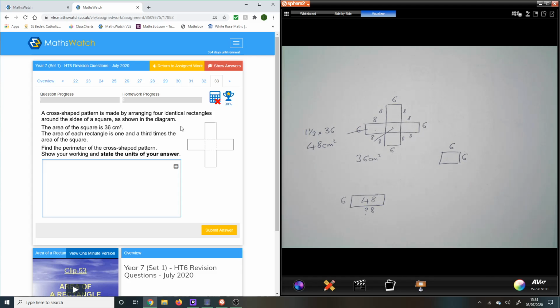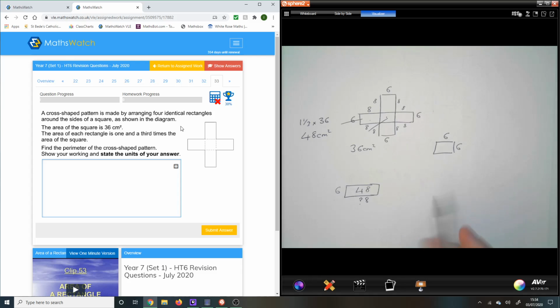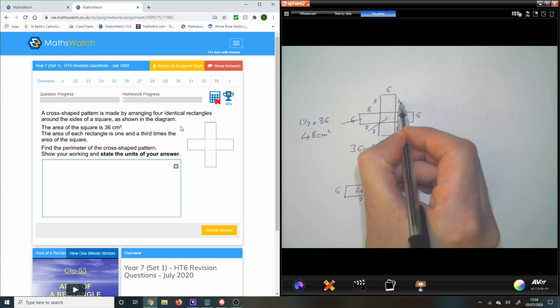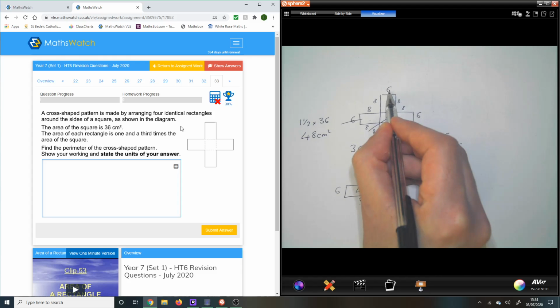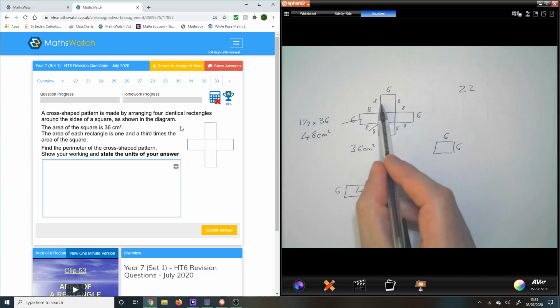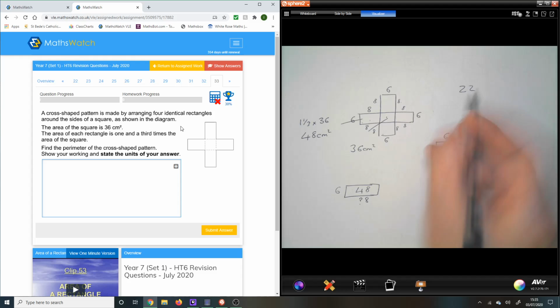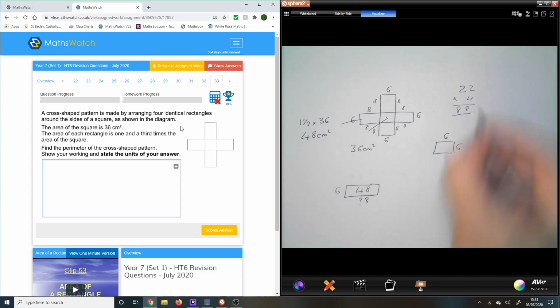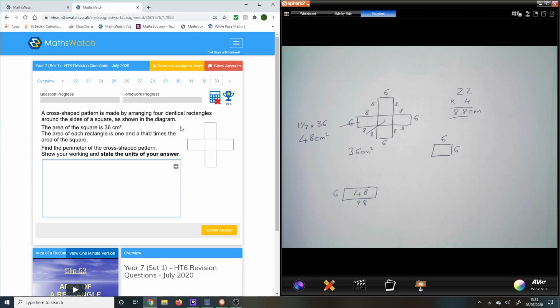So the perimeter of this shape, there's different ways we can do it. We can add it up, we can do some multiplying, but basically it's going to be 8 plus 8 is 16, plus 6 is 22. We know there's going to be 4 of those, so we can times that by 4, which is 88 centimeters. So there you go, because you have to submit your working, that's what your working would look like.